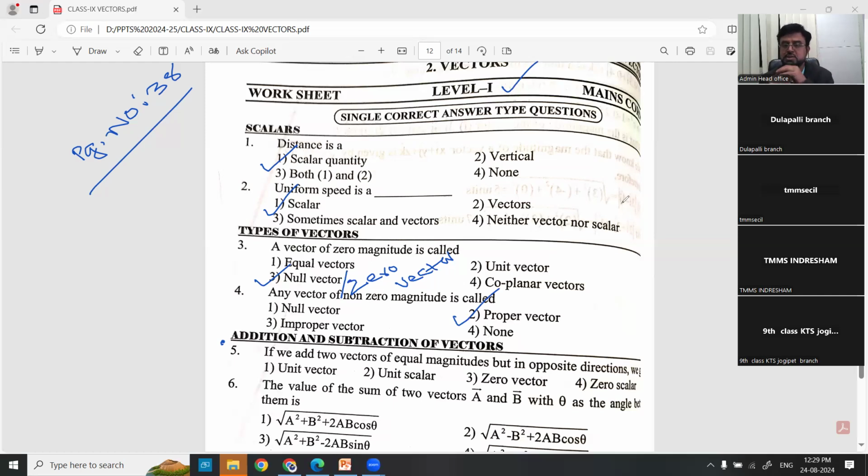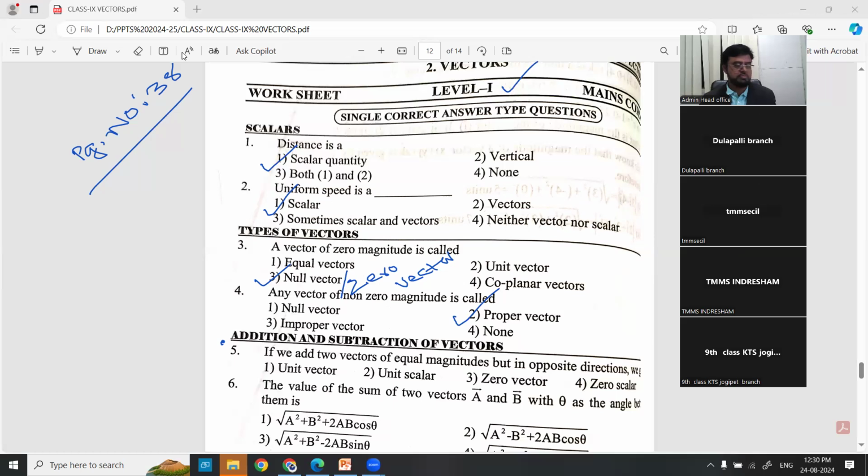So note down the 4 questions. You write the question and write the answer in brackets. No need to write options. Distance is a, in brackets, scalar quantity. Uniform speed is a, in brackets, scalar. A vector of 0 magnitude is called, in brackets, null vector or 0 vector. Any vector of non-zero magnitude is, in brackets, proper vector. Question and answer, right? After that we go for level 2. If any questions are there based on this, we'll see.